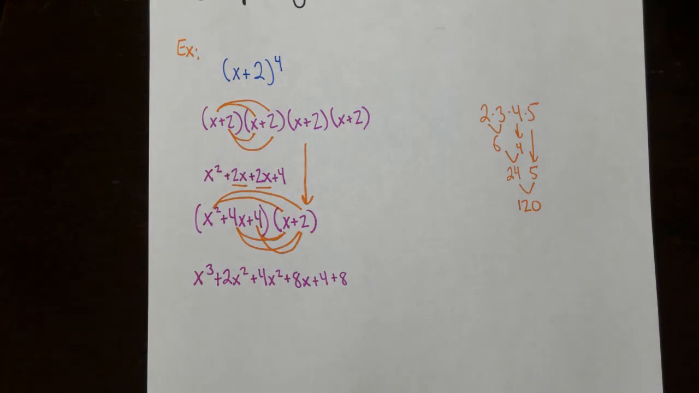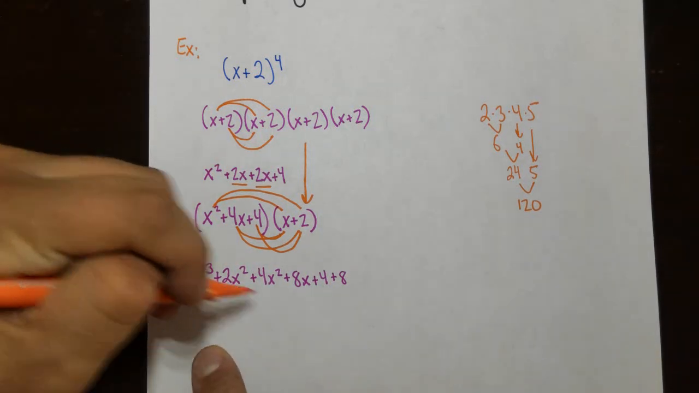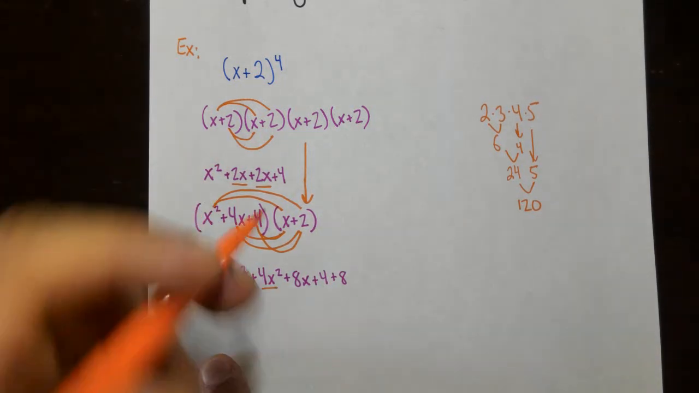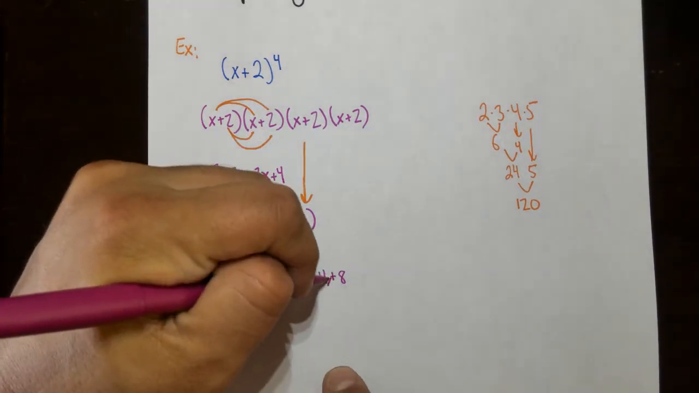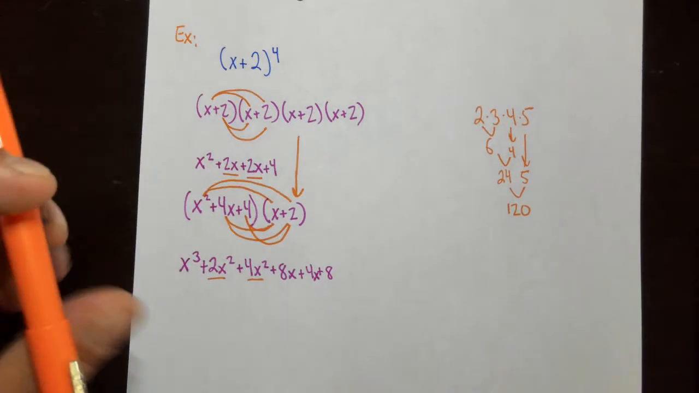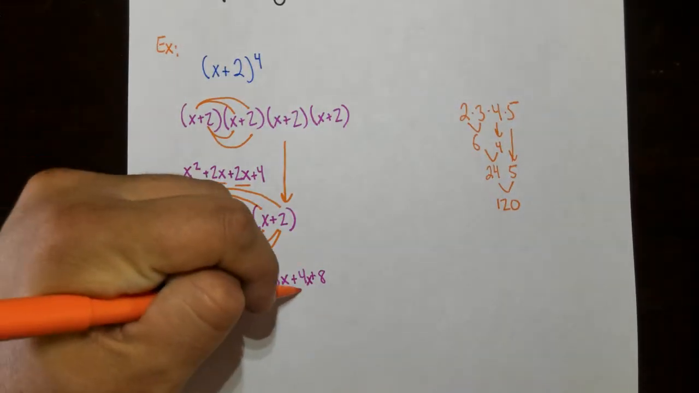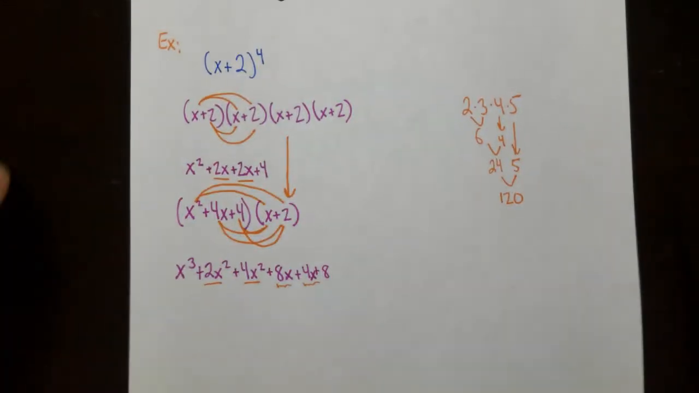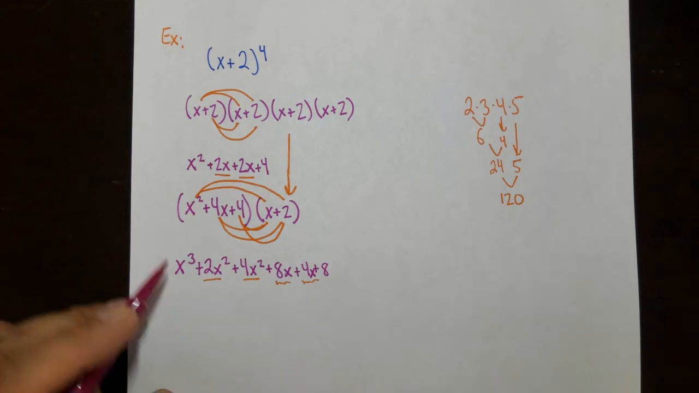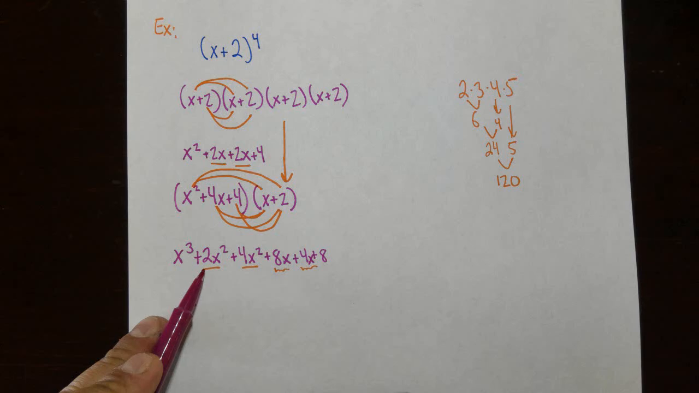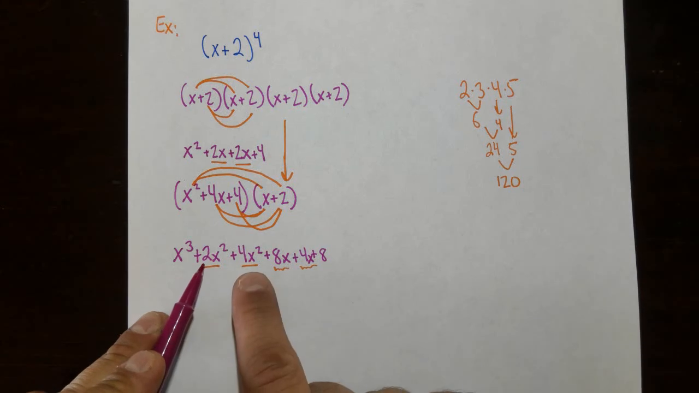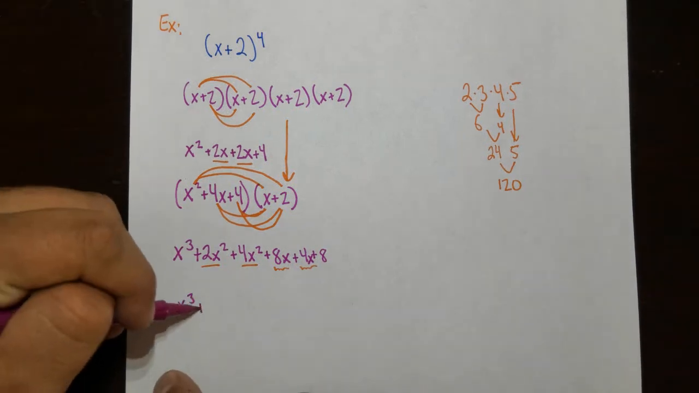And again, before we continue, we want to combine like terms. So we have two terms that are squared, and we have, oh, my apologies, this should be 4x. And we have two terms that are linear terms, or the x terms. So let's go ahead and combine those. So we only have one cubed term, so we have x cubed, and then 2x squared plus 4x squared is 6x squared.